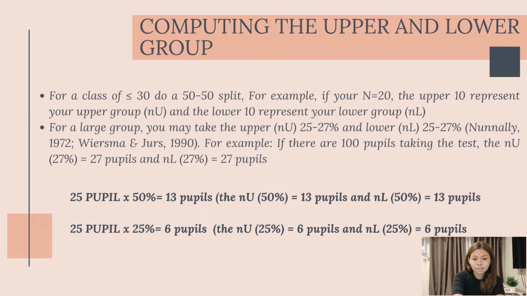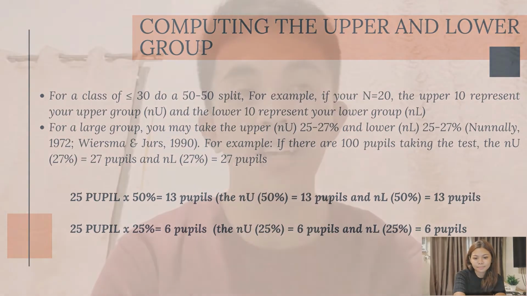In this case, since our respondents consist of 25 pupils, we can use the 50% in getting the upper and lower group. So 50% of 25 is 13. So we can use 13 pupils for the upper group and the remaining pupils for the lower group. However, when we were answering this task, we used 25% instead of 50%. So we got 6 pupils in the upper group and 6 pupils in the lower group. Next up is the computation for difficulty index and discrimination index.